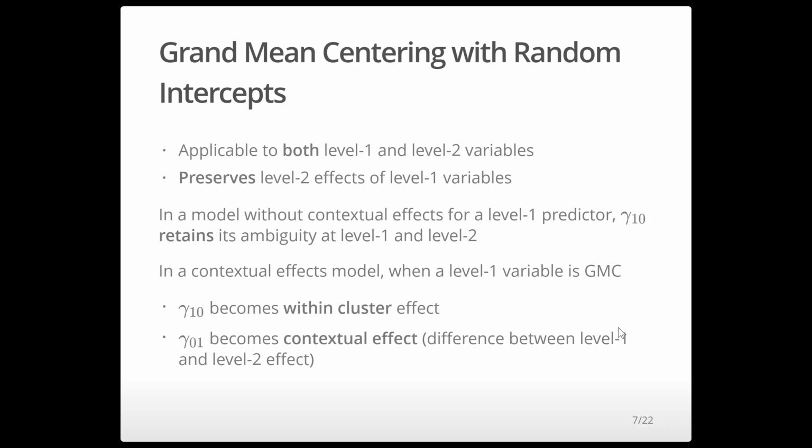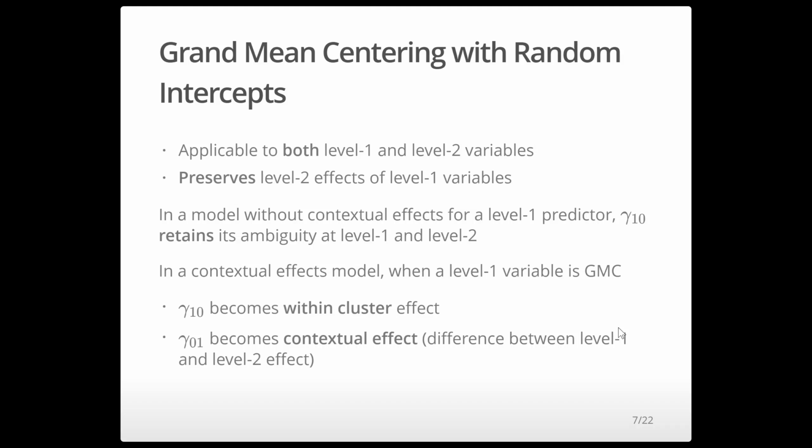So for grand mean centering, we can do this with both level 1 and level 2 variables. You can center a level 2 variable at the grand mean, and you can center a level 1 variable at its grand mean. And this preserves the level 2 effect of level 1 variables. Really all you're doing is you're moving the center of the variable, but you're keeping everything else the same. In a model without contextual effects for a level 1 predictor, that means that the fixed effect is going to retain its ambiguity at level 1 and level 2.